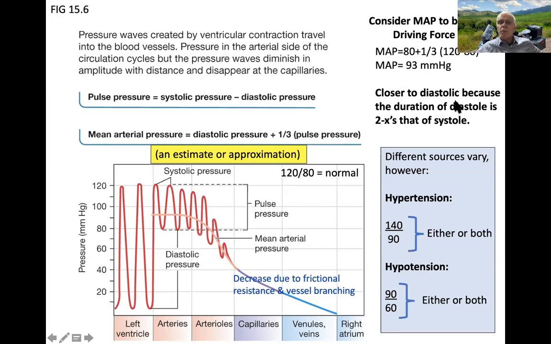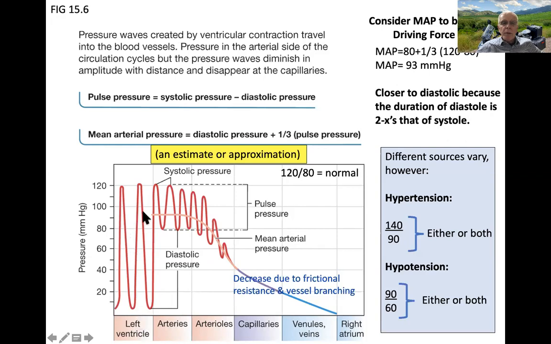I think that's worth pointing out because it helps us to understand the cardiac cycle. Because the duration of diastole, at rest, is about twice as long as systole. So mean arterial pressure is closer to diastolic because of that reason right there. Okay. Let me expand on this just a little bit more here and then we'll move on.